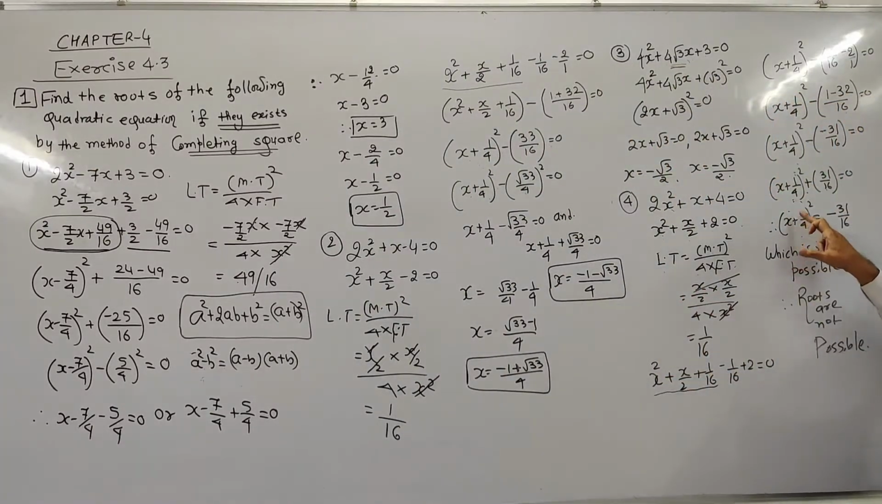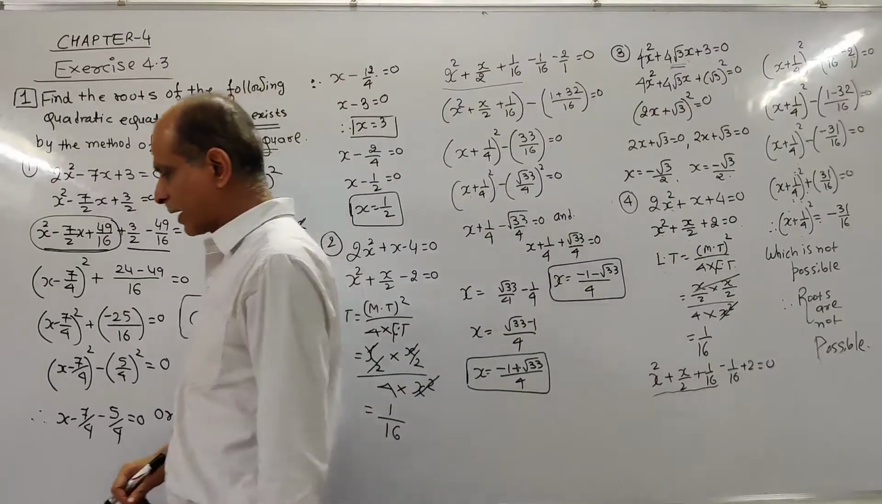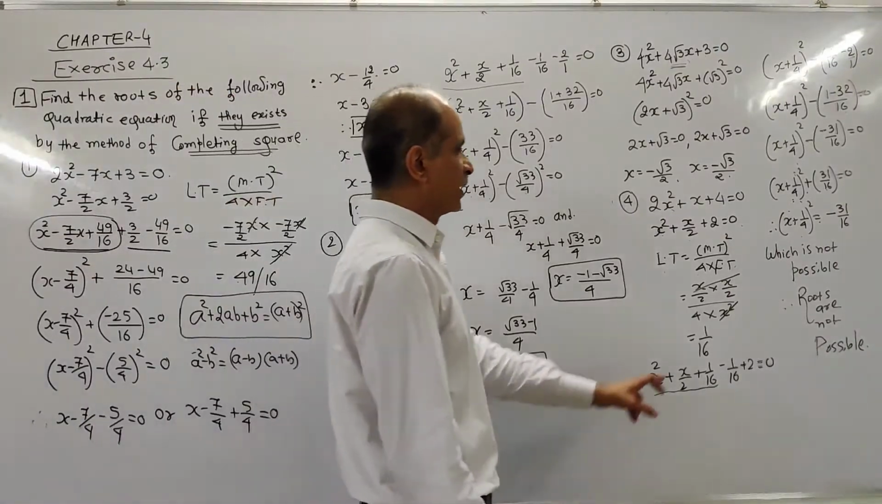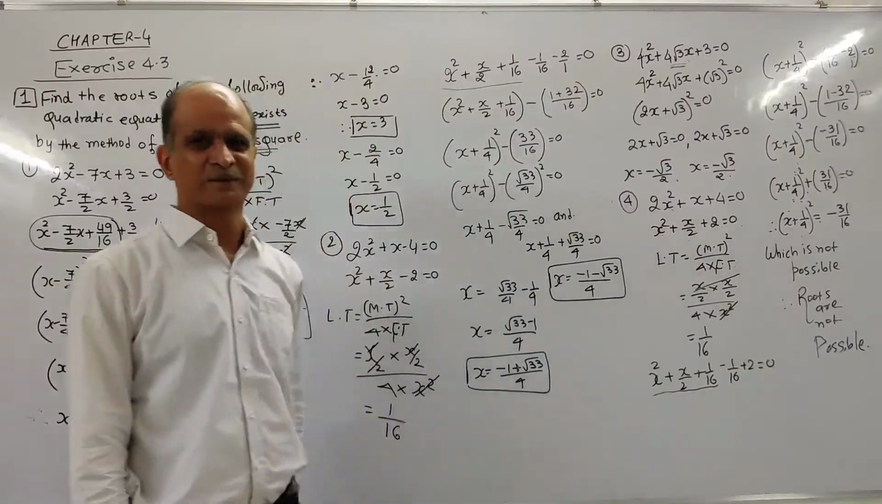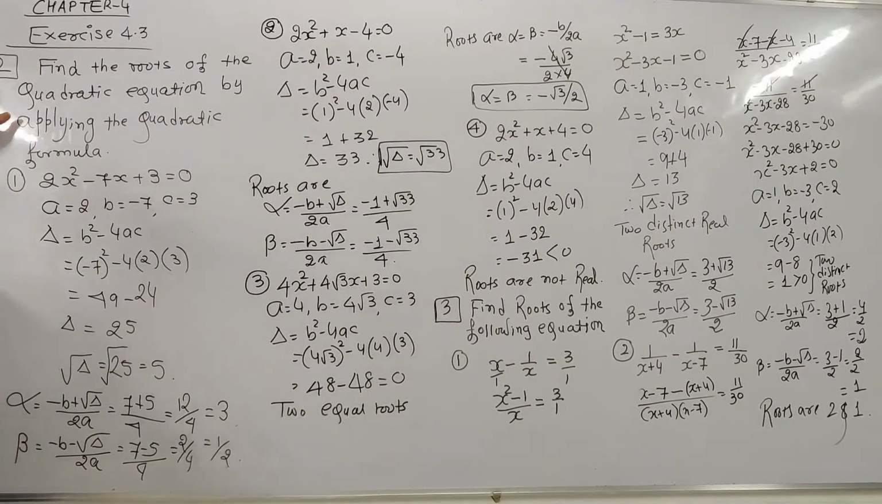Here you get (x + 1/4)² is equal to minus 31 upon 16, which is not possible, never possible, and that's why here roots are not possible. So in the fourth example, you get x square negative, which is not possible. According to the rule of mathematics, square is always positive. Here you get square is negative, which is not possible, and that's why roots are not possible. Now let me start the second example of exercise 4.3.